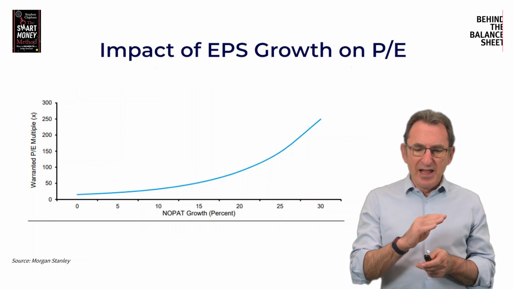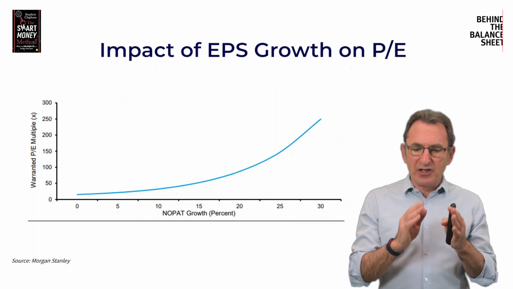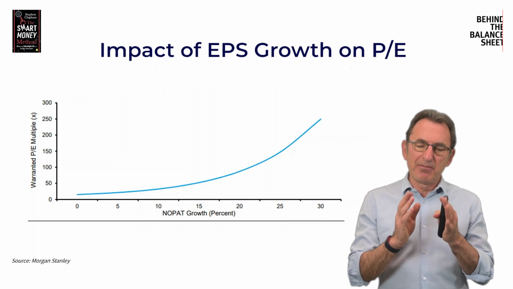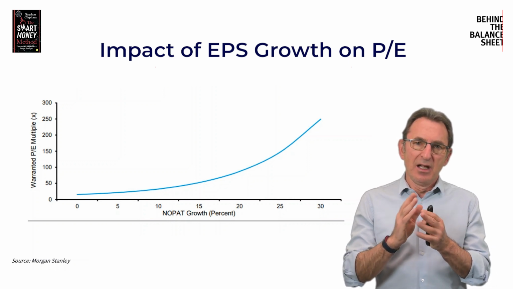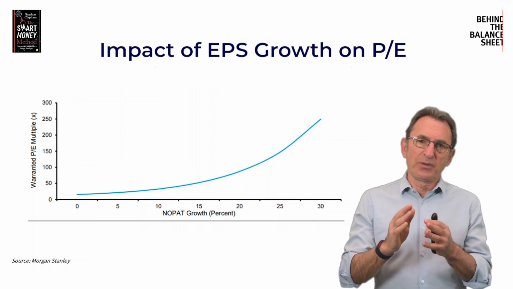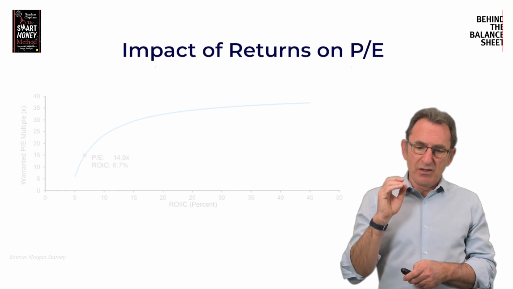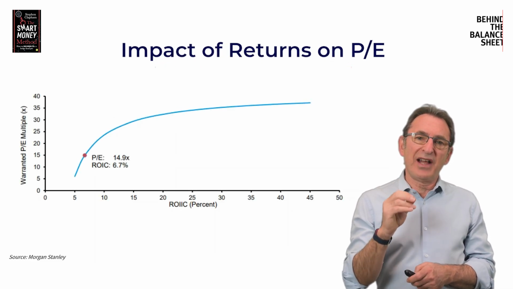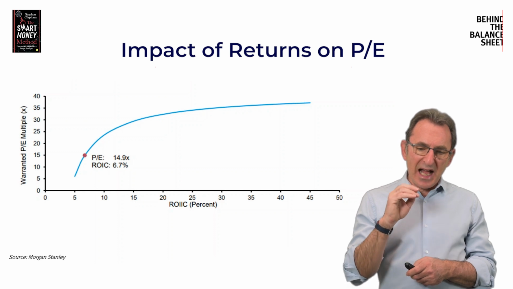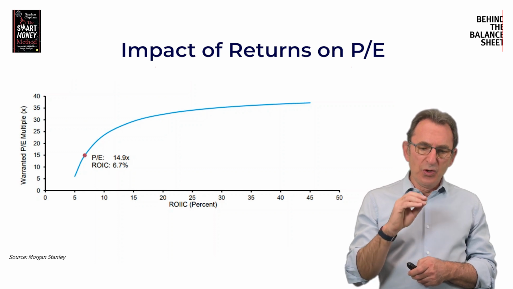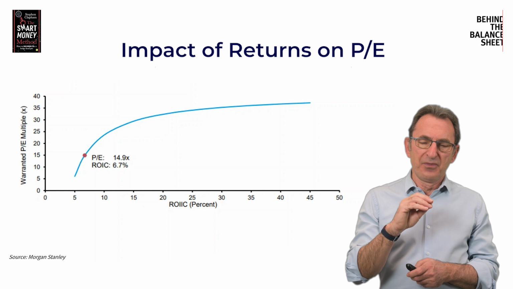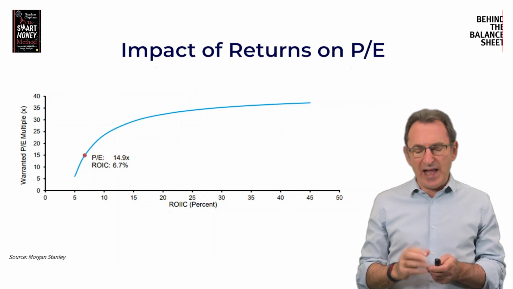And you can see that as that growth rate increases, and particularly as it increases above 15, 20%, the valuation multiple that's warranted goes through the roof. It's almost exponential. But that's not the same with growth in returns on invested capital, because as the ROIC goes up, you don't see the same geared exponential effect on the PE.